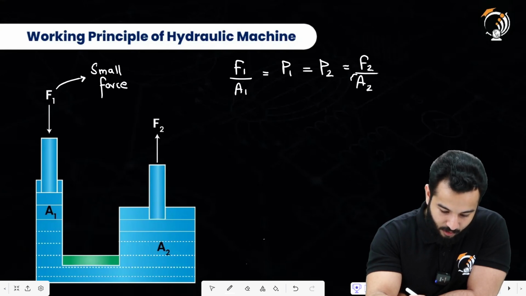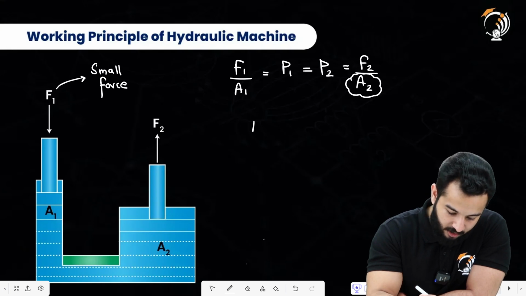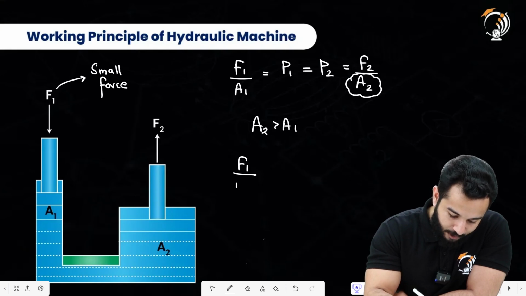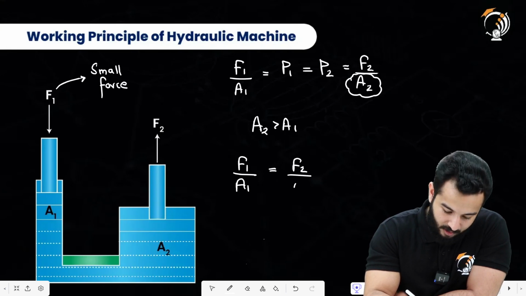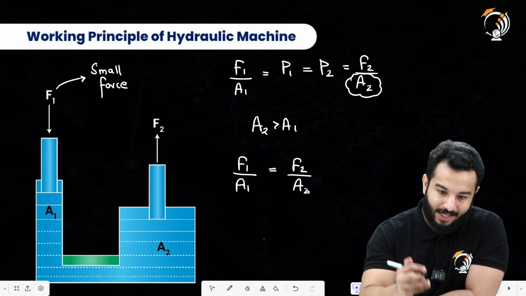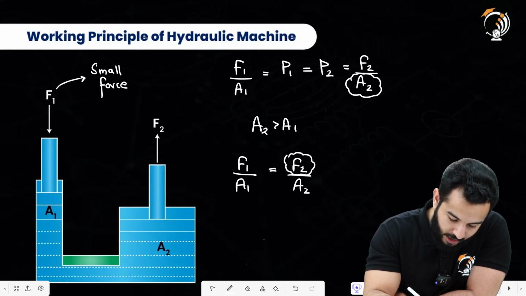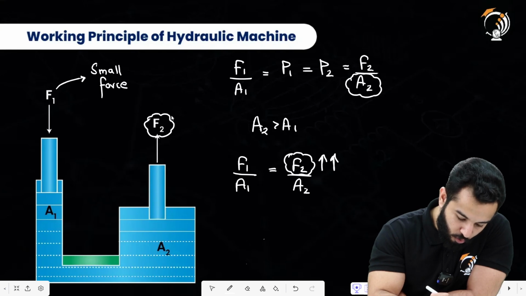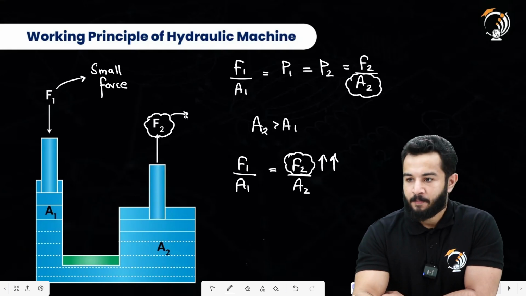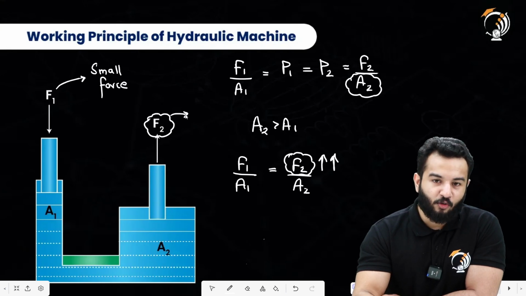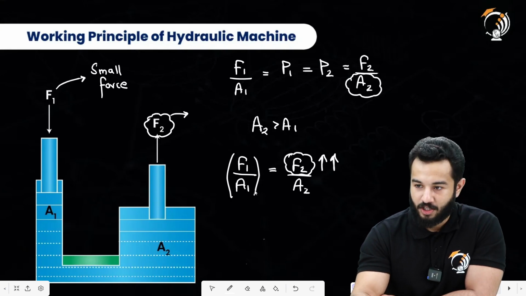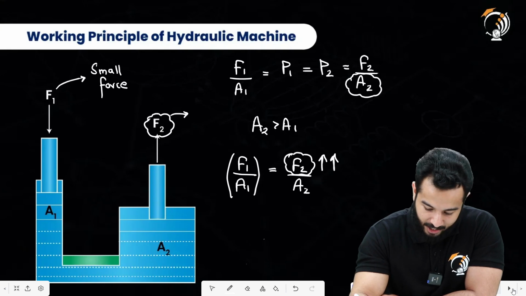Now we can see that A2 is quite large in front of A1. So to keep this ratio F1 upon A1 constant, this F2 force will increase by a large amount. That is the force which we are going to use, right? And why will this force increase? Just to keep this ratio constant, because we now have a larger area. This is what we really mean by hydraulic machines.